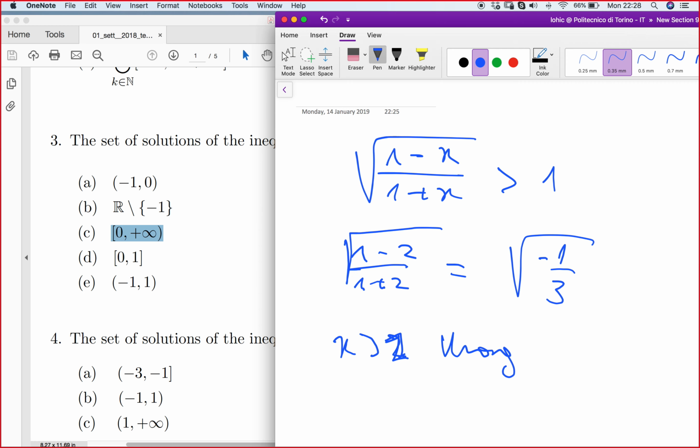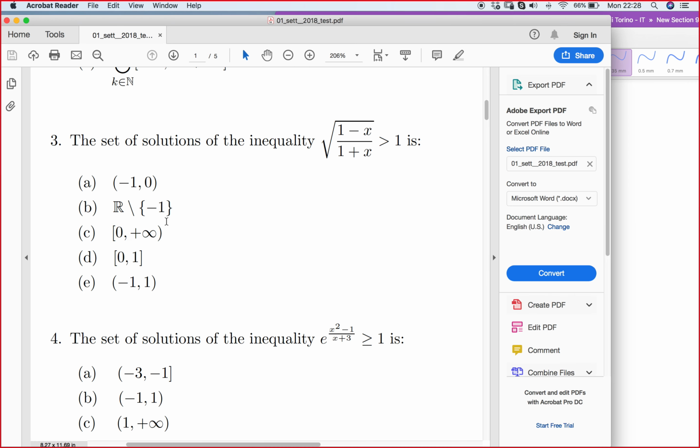If among all the solutions they gave me, I see some solution including values of x greater than 1, it is wrong, right? It means that this one is wrong and this one is wrong. I remain with A, B, and E.